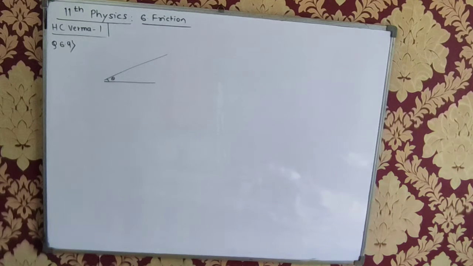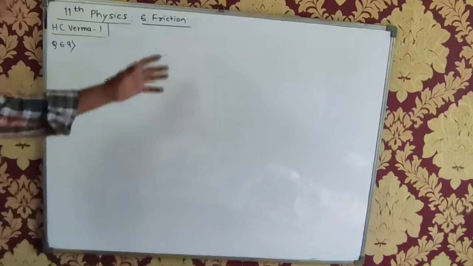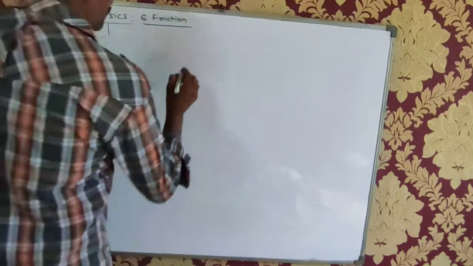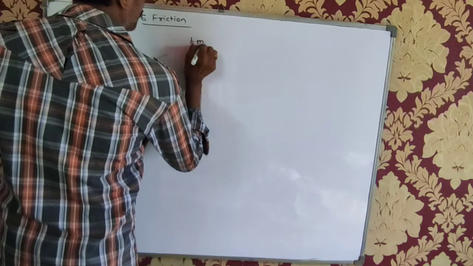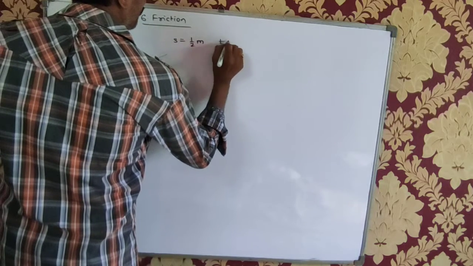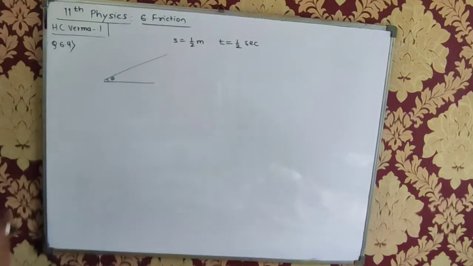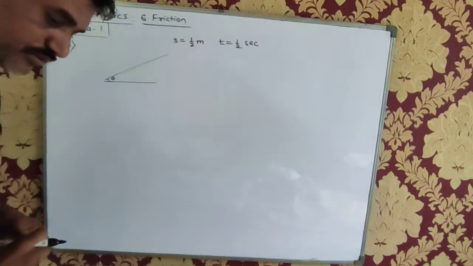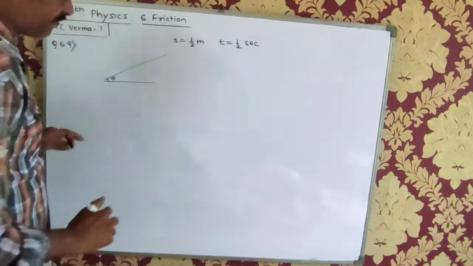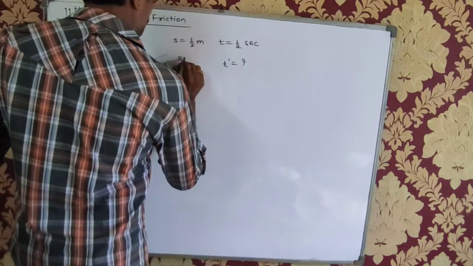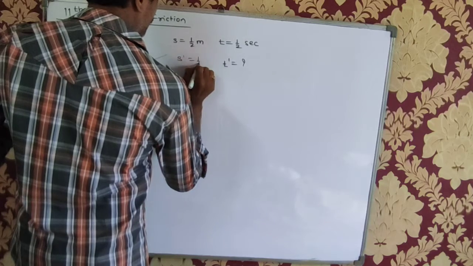Read the question again. A body starts slipping down an incline and moves half meter in half second. Half meter in half second. How long will it take to move the next half meter? t dash is equal to this. S dash is another half meter.